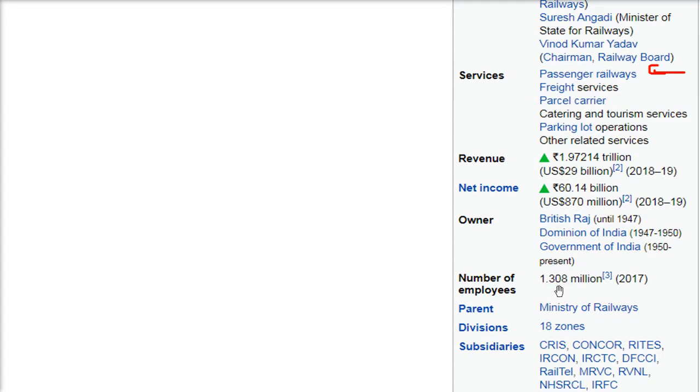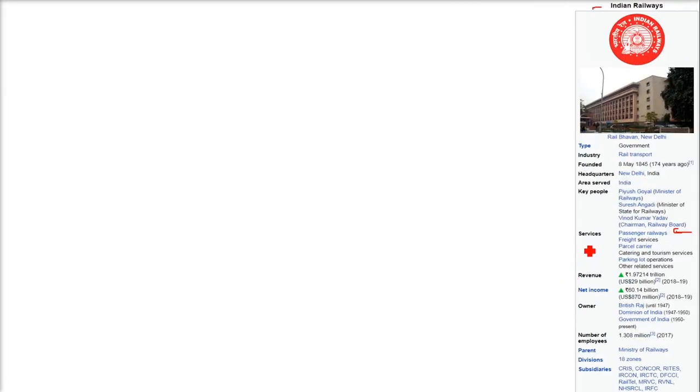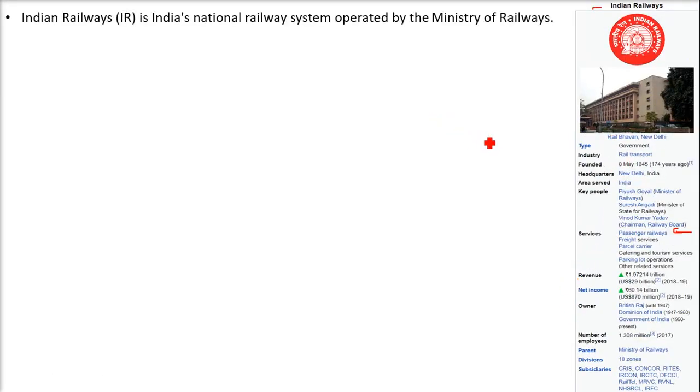I'll tell you what number we have for the world. It is 1.308 million. One million is 10 lakh. In the book it is given as 16 zones, but it has already increased. We now have 18 zones depending upon the area, like northern zone, southern zone, southwestern zone, like this. So we have 18 zones and they all have their headquarters, like the southern zone headquarters is in Chennai.